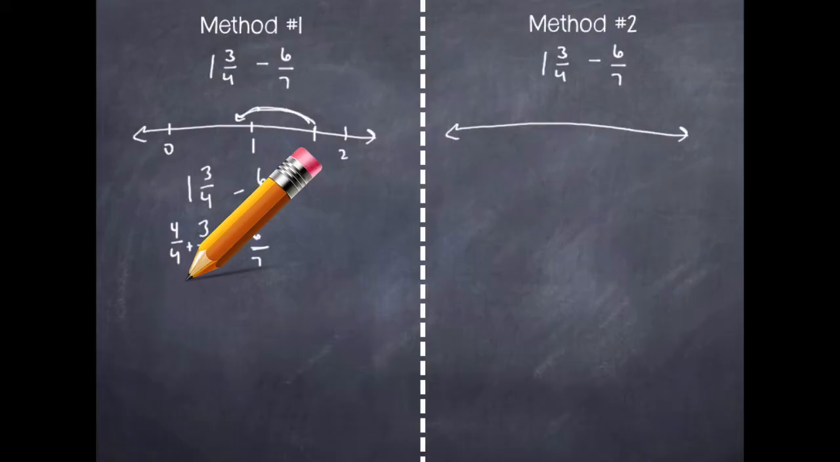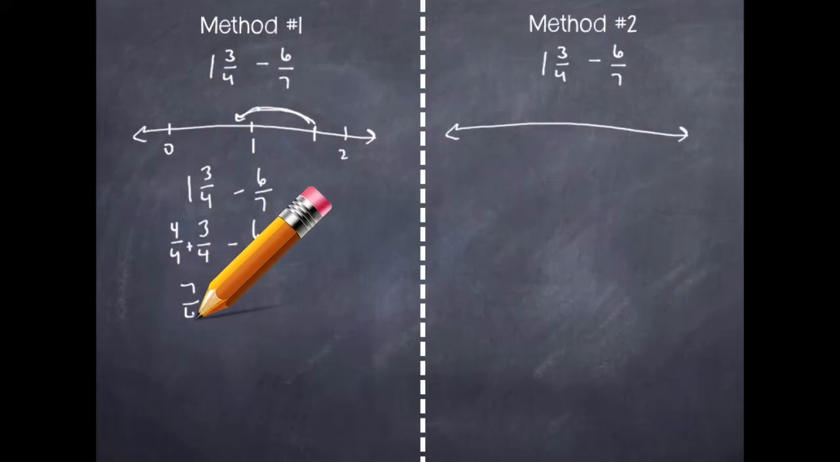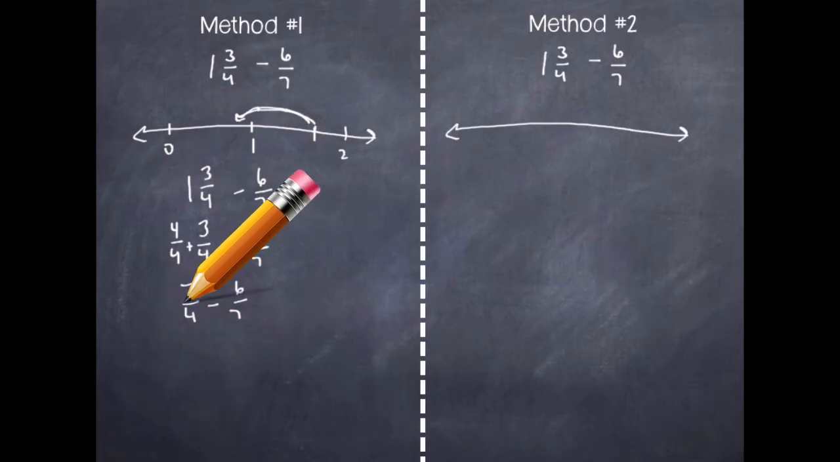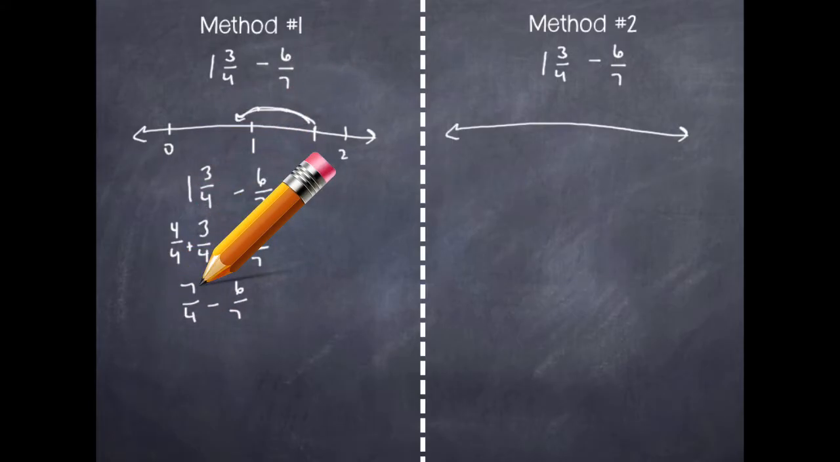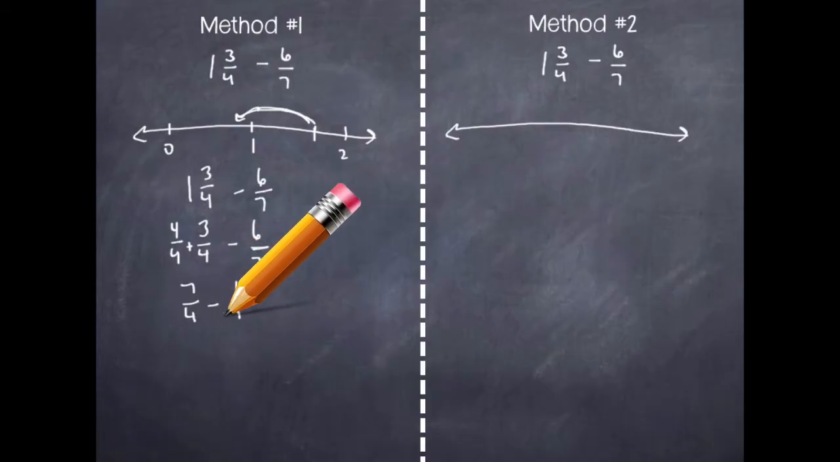4/4 plus 3/4 is going to give me 7/4, right? 7/4 minus 6/7. So we're in a good spot now. I basically just rewrote my 1 3/4 as 7/4. Same amount, same fraction, just a different way of representing it. So now, since my units aren't alike, I need to find a common denominator, a common multiple that they both have, so I can change my denominators to look the same.